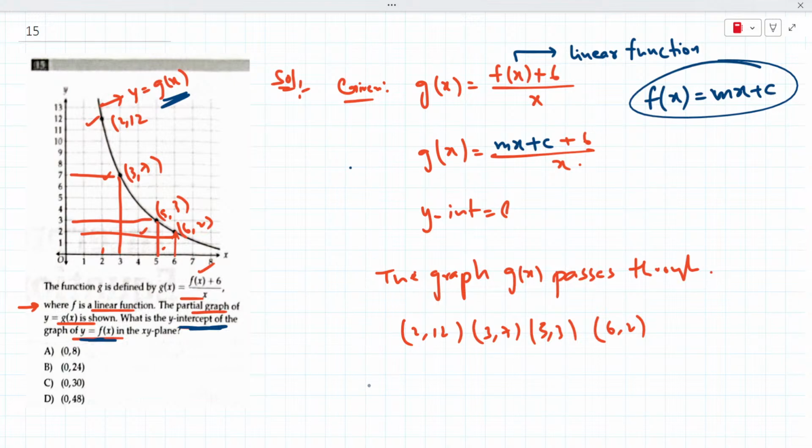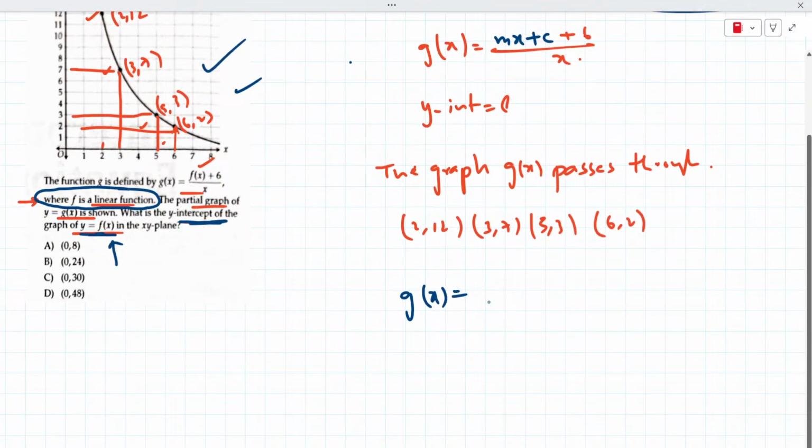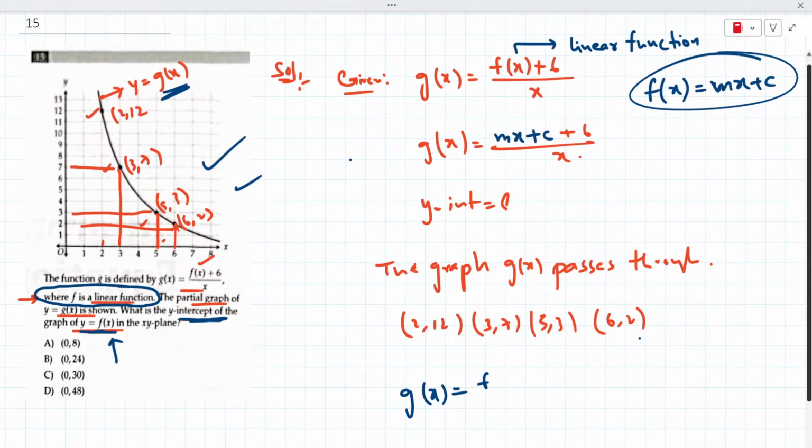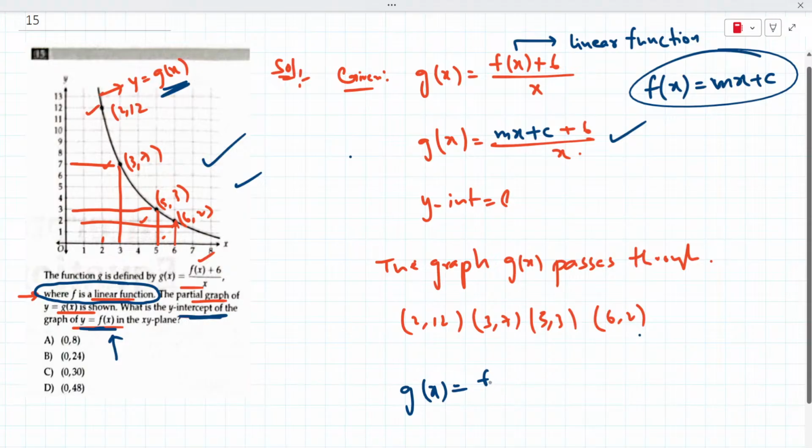So we are not going directly, because that gives us the slope of g of x, but we need f of x to be involved in it, because we are getting the y-intercept of the f of x line. The line is not given. f of x is the linear function that is not visible in the graph. So what we do is, g of x equals f of x plus 6 by x, that thing, right? I'm just trying to take this directly.